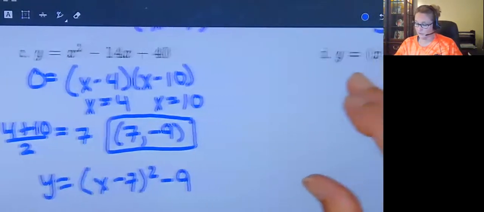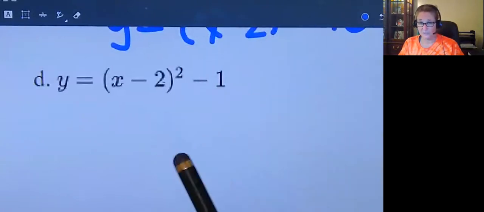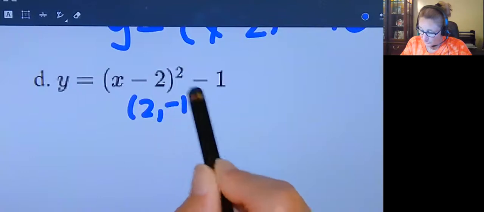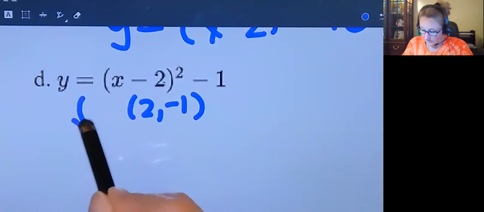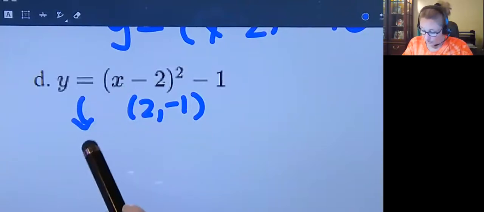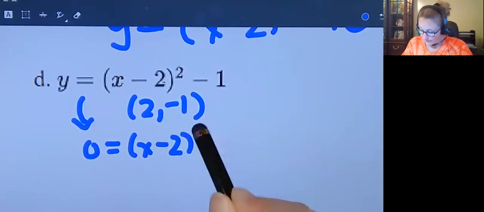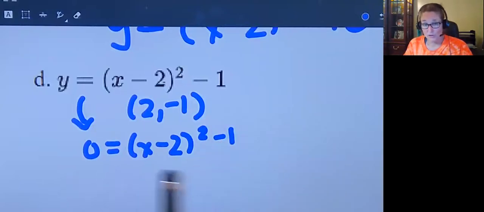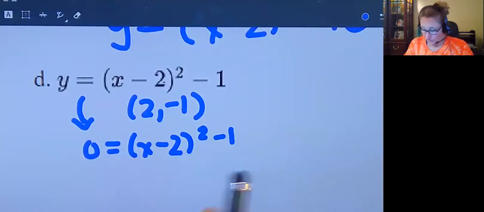Now the next one is in the form we want. Okay, this is the form. So my vertex is going to be 2, negative 1 in this form. Let's say you didn't recognize that. Then if you were to put 0 here to find your x-intercept, you would have ended up with this. When you have something like this, you're going to add 1 to both sides. Don't FOIL this out. Add 1, and then you're going to take the square root.